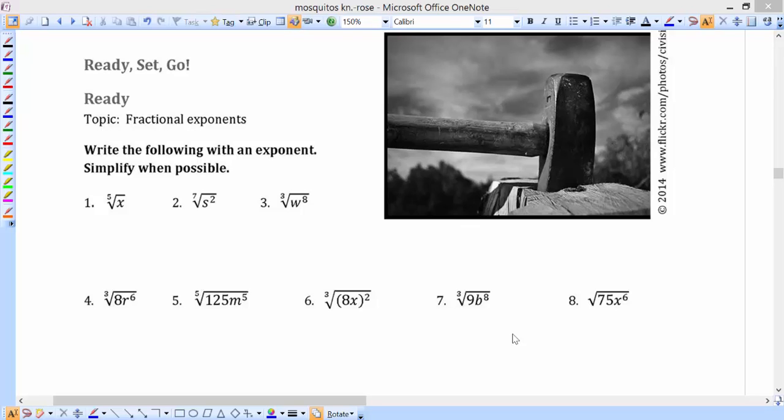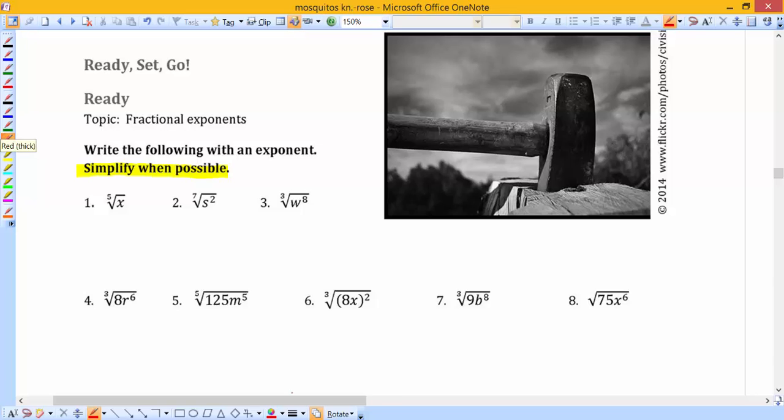All right, 2.3. So in the ready, you guys are having to write with an exponent. So we did this a little bit in module 1. So I'm going to go over it briefly, but not so briefly that you'll be lost. Pay attention to where it says simplify when possible, meaning if you can actually figure out what the cube root of a number is or the square root of a number is, please make sure that you actually do that.